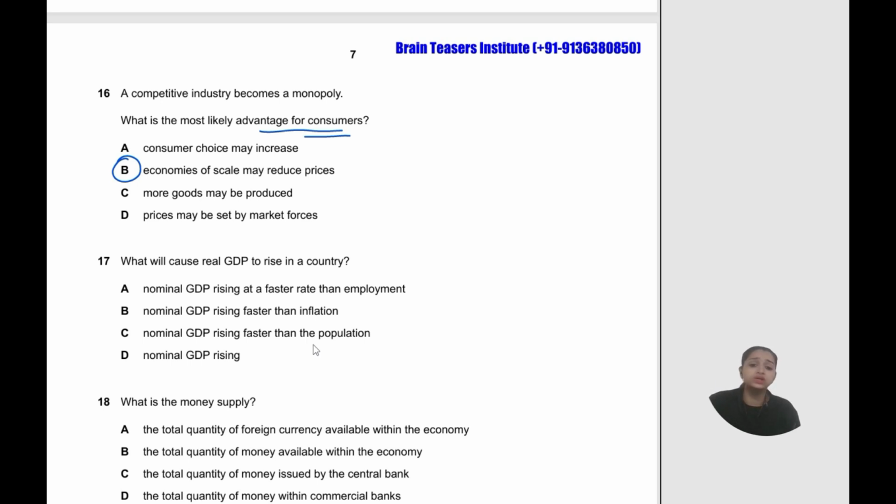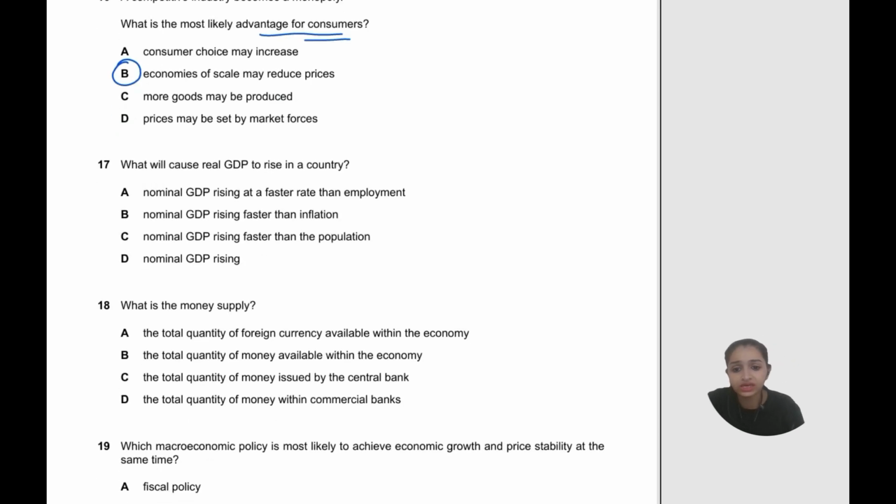17, what will cause real GDP to rise in an economy? Now, for real GDP to rise, and they have given everything in nominal GDP. Look at this, right? Now, if I want my real GDP to rise, first I need to understand that nominal GDP is not inflation adjusted.